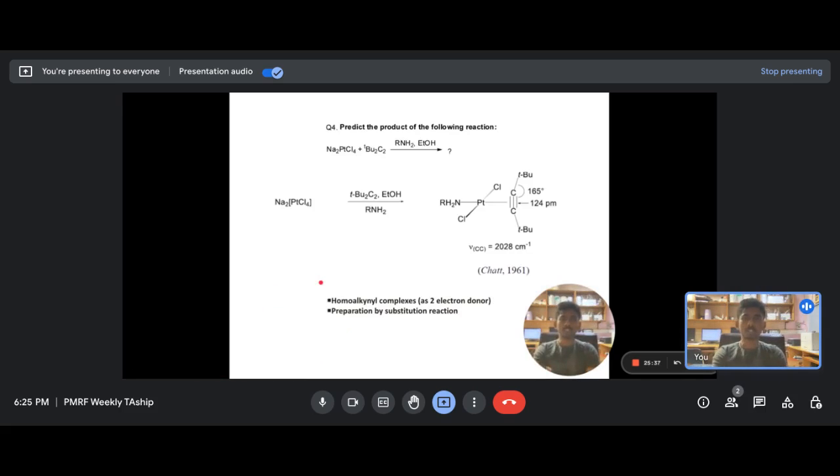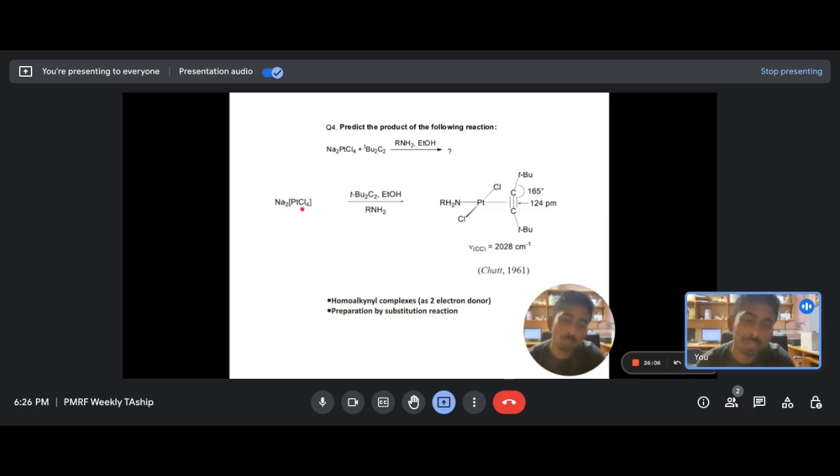So coming to the next question, predict the product of the following reaction when this Na2PtCl4, which can be K2PtCl4 or another s-block element salt, is treated with ditert-butyl acetylene in the presence of an amine, that is RNH2, an alkyl amine, with ethanol as solvent. So what is the product of the reaction?